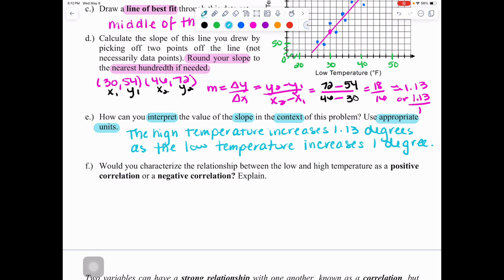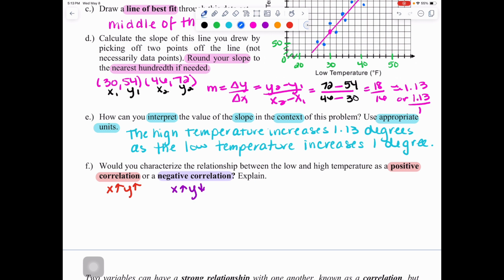So positive means increasing. So then in part F, would you characterize the relationship between the low and high temperature as a positive correlation or a negative correlation? So I want to talk about those two things quickly before we make our decision. Positive correlation, we're talking about everything going up. So that means as x goes up, y also goes up. For negative correlation, we're referring to x going up. As the x increases, the y is coming down.